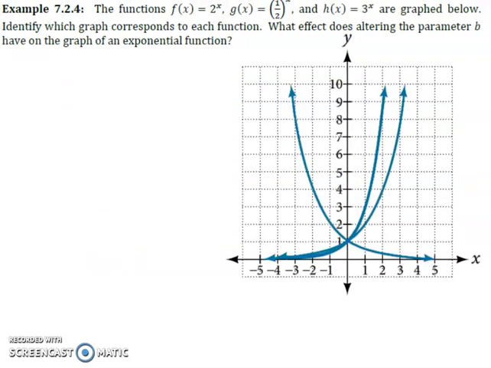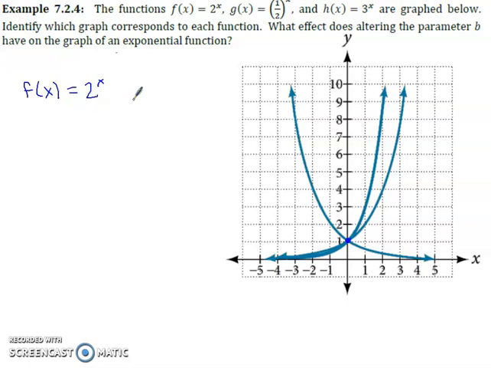So we've got a couple other graphs to look at here. Go ahead and take a moment to see what effect changing the value of b is going to have on the graphs of our exponential functions. So I've got f of x is equal to 2 to the power of x. So my vertical intercept here is 1. Well, all three of them cross at 1, so we're going to need to be a little bit more specific.